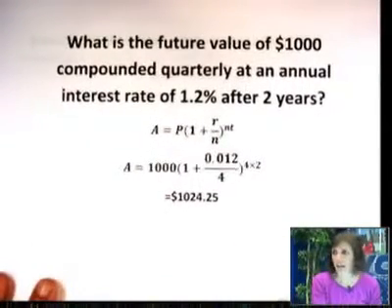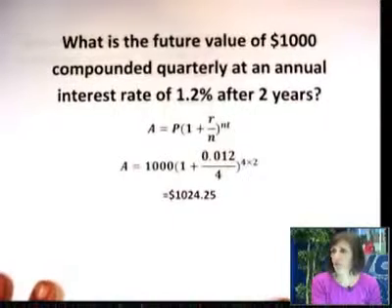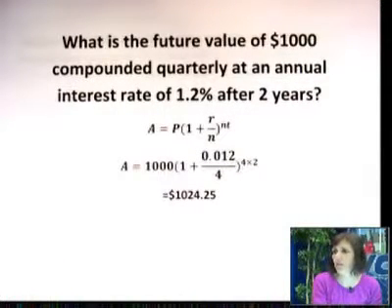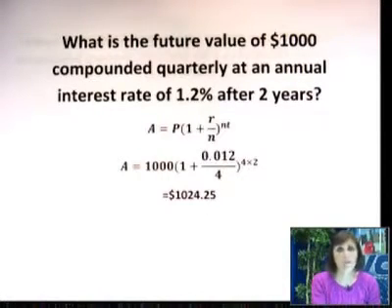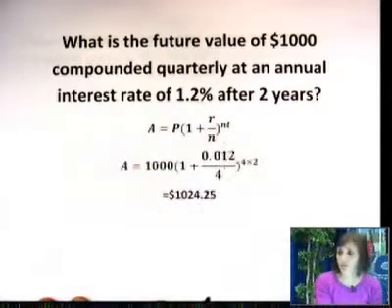All right, here's one. What's the future value of $1,000 compounded quarterly at an interest rate of 1.2% after 2 years? So you put in $1,000 and they compound it quarterly, and at the end of 2 years, how much money is going to be there? Okay, so put down the formula.